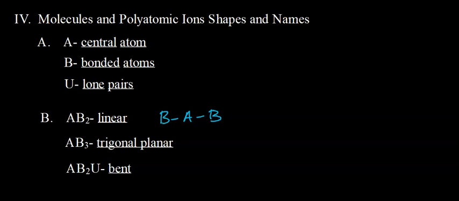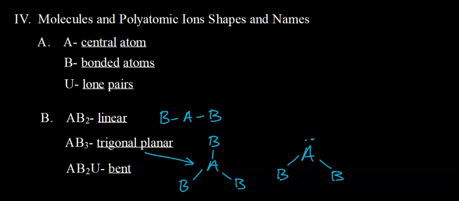Next one, AB3. So central atom, three atoms bonded to the central atom. Let's draw that. So any molecule or polyatomic ion that has this structure is called trigonal planar for its geometry. Now there's one derivative of the trigonal planar electron geometry. It's AB2U. Let's go ahead and draw that. So we have two bonds and one lone pair on the central atom. The electron geometry is trigonal planar, but the molecular geometry is called bent.